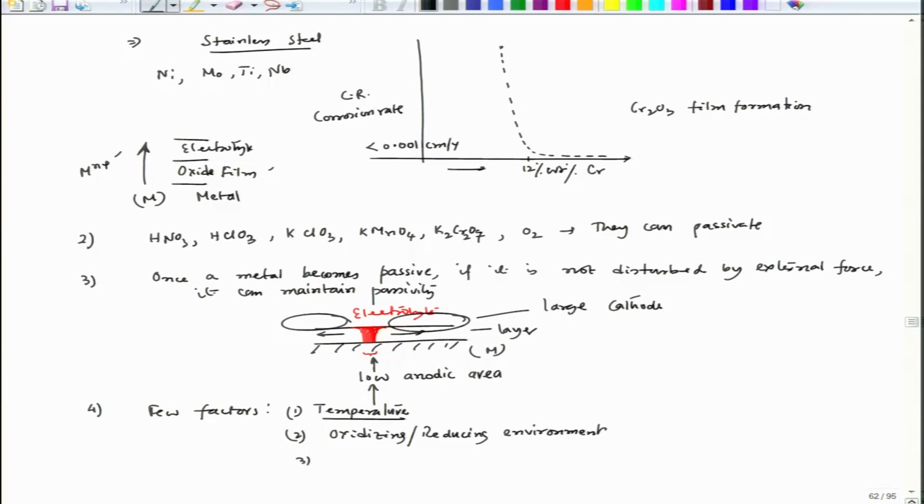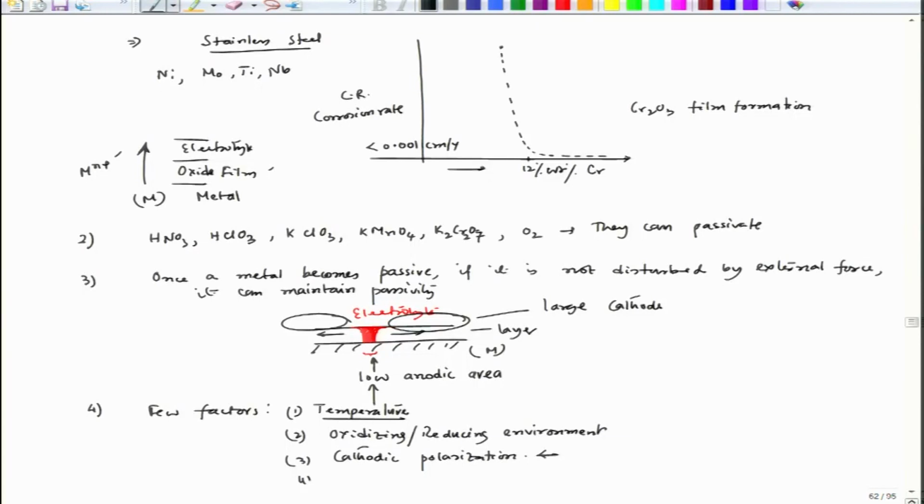Then third is cathodic polarization. We will talk about this cathodic polarization. Sometimes if some cathodic reaction is taking place, and we modify that reaction a bit, it can take me either to the active region or to the passive region, depending on how that cathodic polarization plot intersects with the anodic portion of that particular metal.